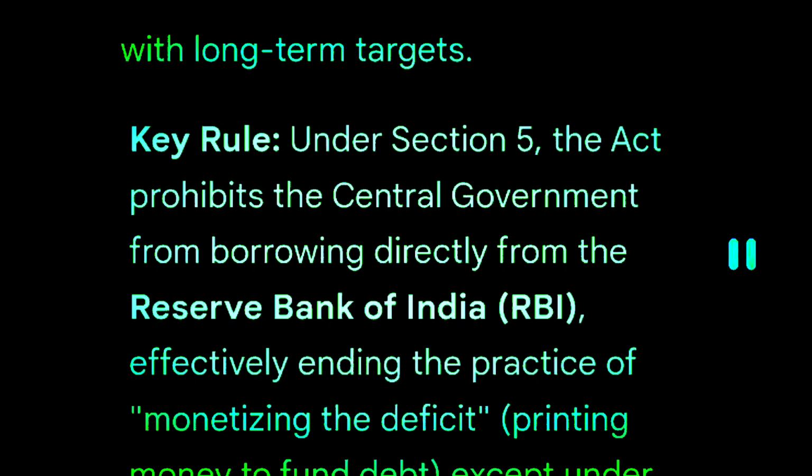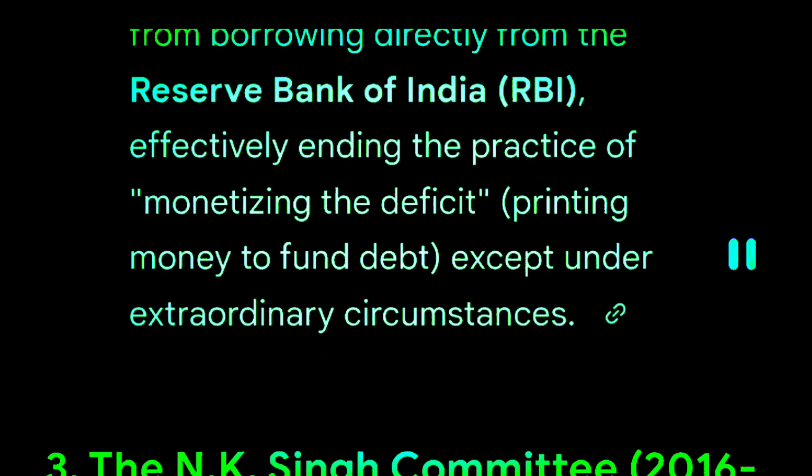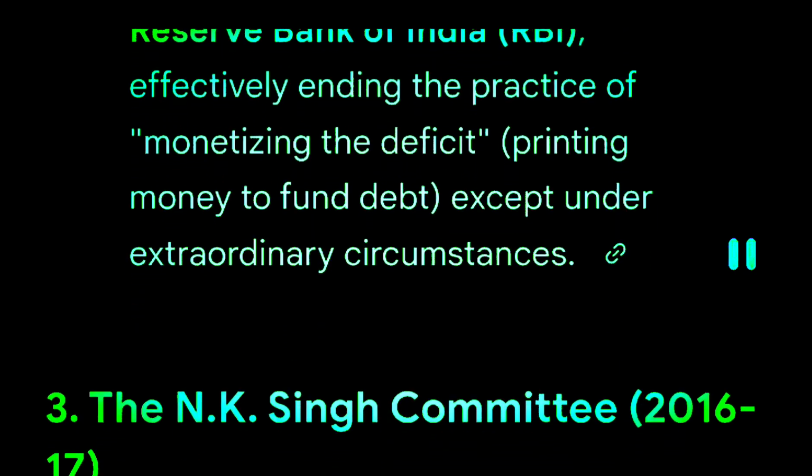Key rule. Under Section 5, the Act prohibits the central government from borrowing directly from the Reserve Bank of India, RBI, effectively ending the practice of monetizing the deficit, printing money to fund debt, except under extraordinary circumstances.